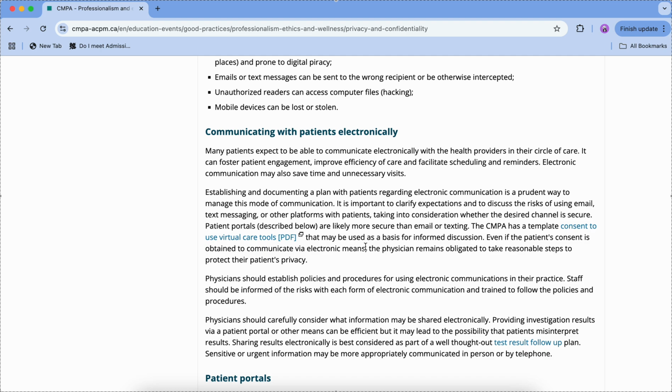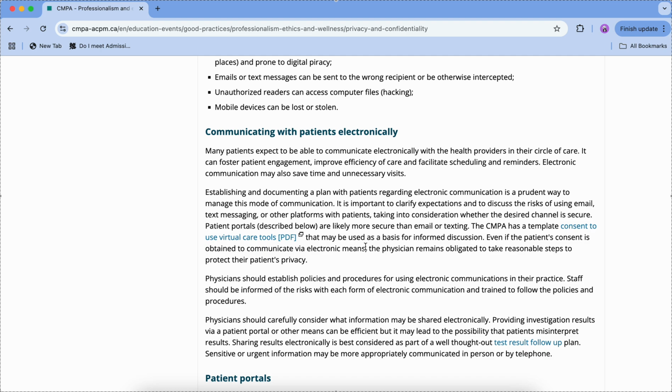So it's better that you talk to the patients ahead of time, so if something happens, you have documented it and you can save yourself. It is important to clarify expectations and to discuss the risk of using email, text message, or other platforms with the patients, taking into consideration whether the desired channel is secure. Patient portals, which will be described below, are likely more secure than email and texting.